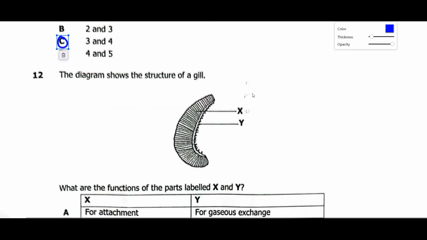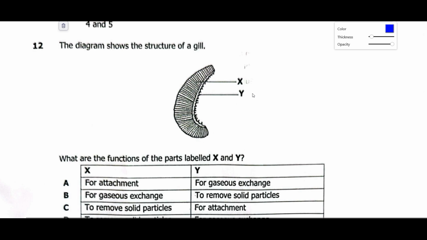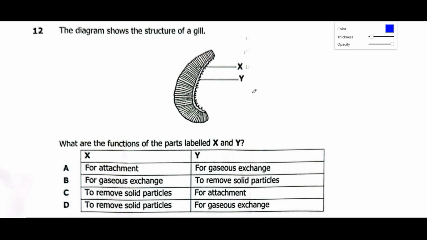We move on to question 12. The diagram shows the structure of a gill. What are the functions of the parts labeled X and Y? So X for gaseous exchange, then Y to remove solid particles. So which is B: X for gaseous exchange, Y to remove solid particles.